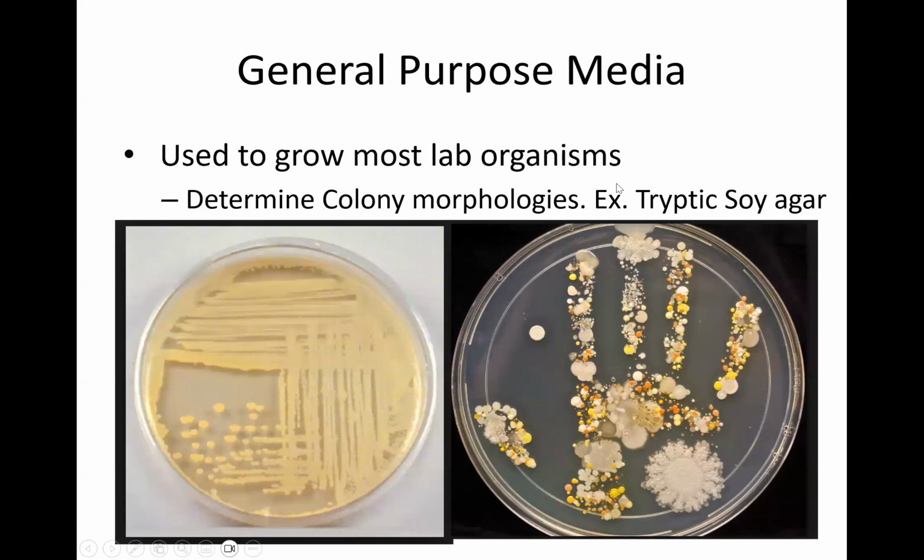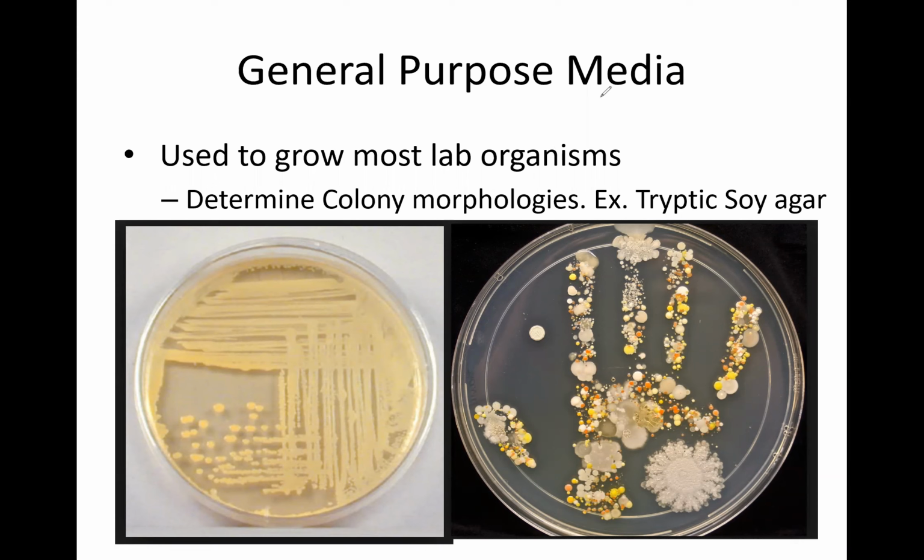So to start off with that general purpose media, again, this is able to grow a lot of different types of lab organisms, and we will really commonly be using this in lab. What's so nice about these general purpose media, such as what we see down below, these tryptic soy agar plates or TSA plates, is that they allow us to see colony morphologies. So in figure 1, what we can notice is that we have these little spherical clusters, and these are colonies. So we can see a macroscopic view of these organisms, and they're going to have a specific color. Their margins will look a certain way.